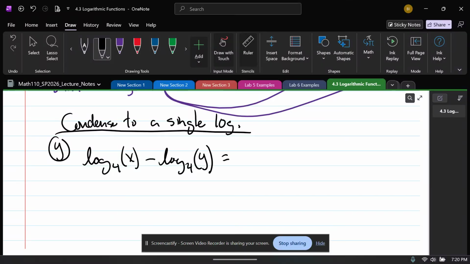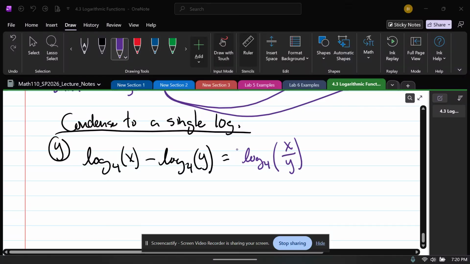All right, log base 4 of x minus log base 4 of y. Real simple one to start with. So we're going backwards. So subtraction turns into division. So that's going to be log base 4 of x over y.